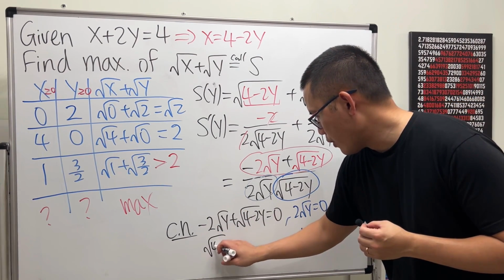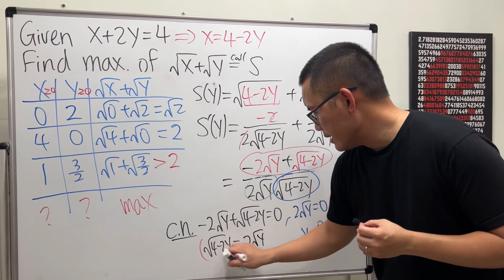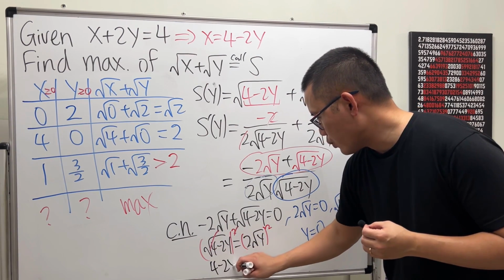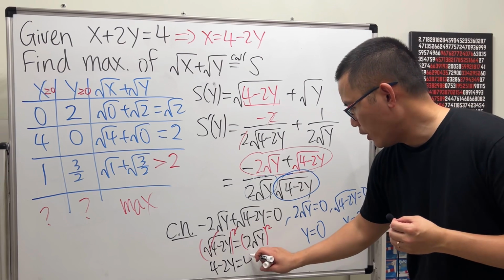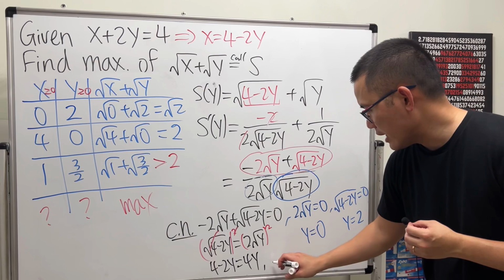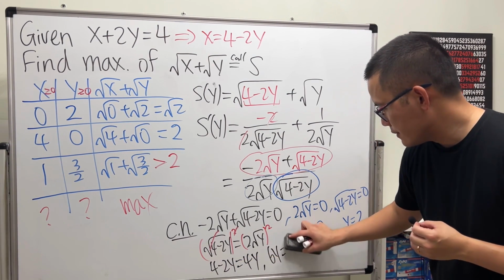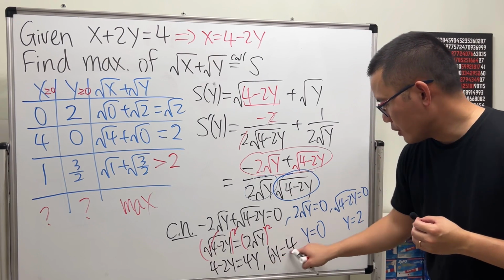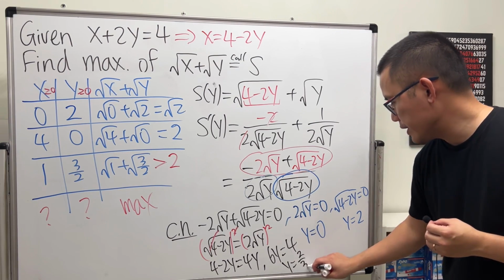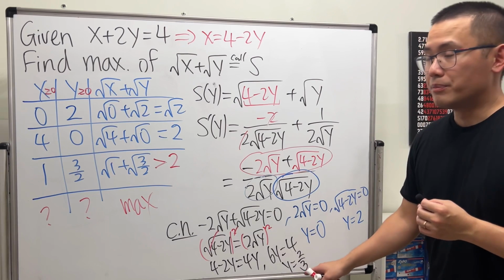So square root of 4 minus 2y equals positive 2 square root of y. Square both sides, cancel this and that. 4 minus 2y equals 2 squared, which is 4, times y, since square root of y squared is just y. So move this to the other side, we get 6y equals 4. Divide both sides by 6 and then reduce by 2. Y is equal to 2 over 3. Okay, so we have 3 critical numbers.